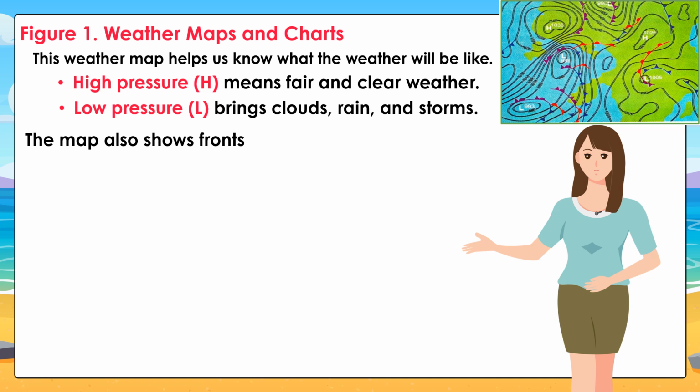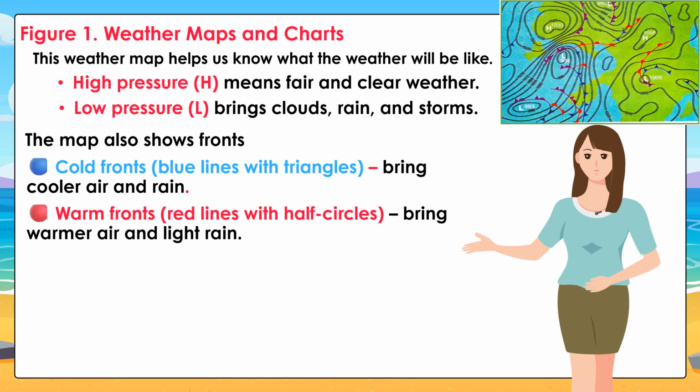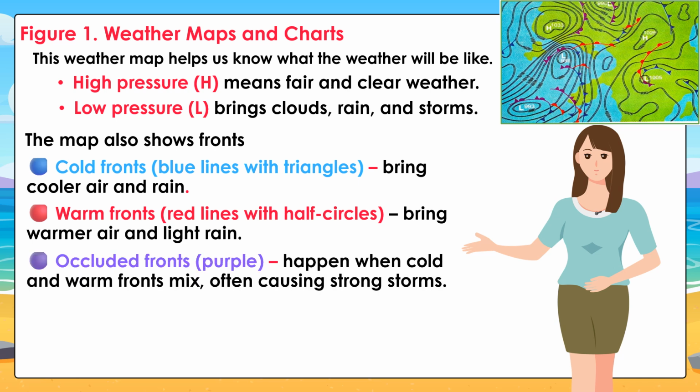The map also shows fronts. Cold fronts, blue lines with triangles, bring cooler air and rain. Warm fronts, red lines with half circles, bring warmer air and light rain. Occluded fronts, purple, happen when cold and warm fronts mix, often causing strong storms.